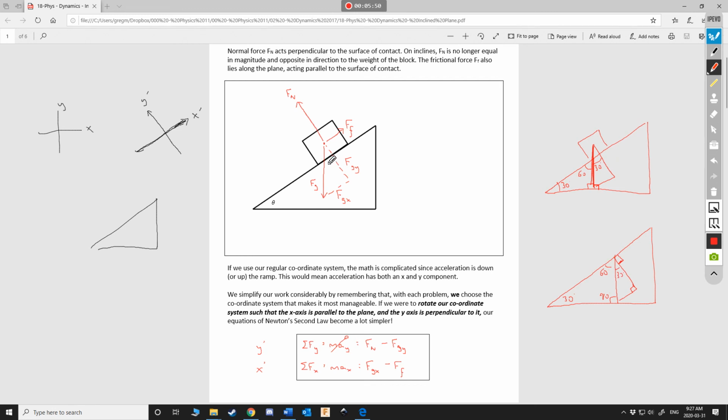So the angle right here would be theta. If you want to solve for Fgy, we see that Fgy is going to equal Fg times the cosine component. And Fgx is the sine component of Fg.